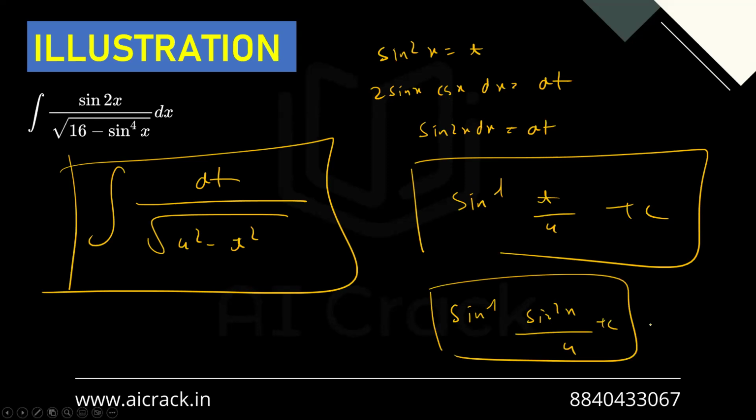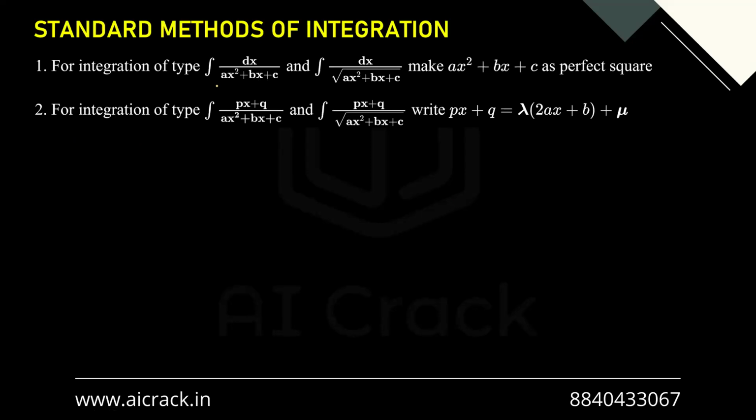Okay. And now let's talk about these two standard methods of integration. The first one is for integration of type integral dx upon ax square plus bx plus c and integral dx upon under root ax square plus bx plus c: make ax square plus bx plus c a perfect square. Now you must be wondering why we are doing that. So let's try to build that intuition with the help of a process.